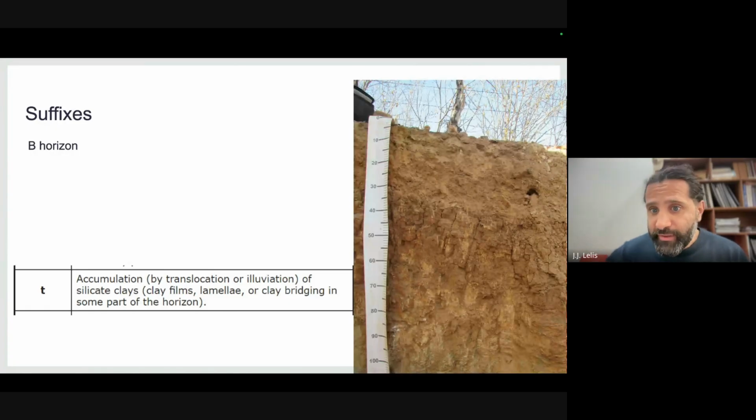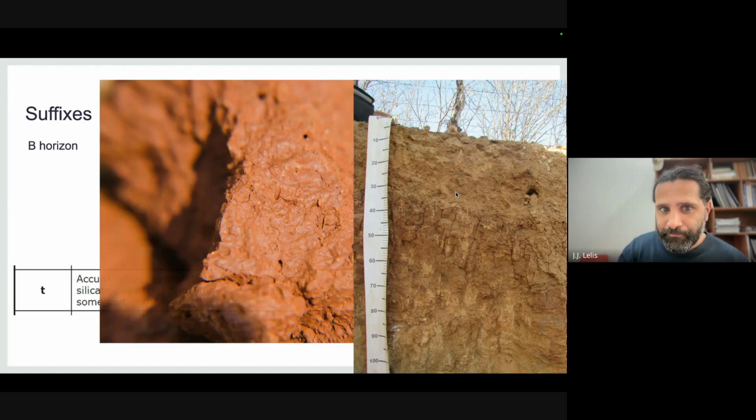So this is a very good and easy example. You can see in this section below 30, 35 centimeters of depth that the fabric, you can see the texture, the fabric of the picture is different from above, showing that in this section you have a higher clay content. And I'm telling you that this clay content came from the above horizons, the A horizon, okay?